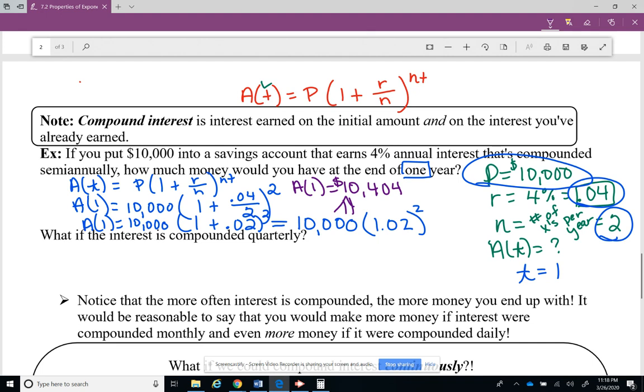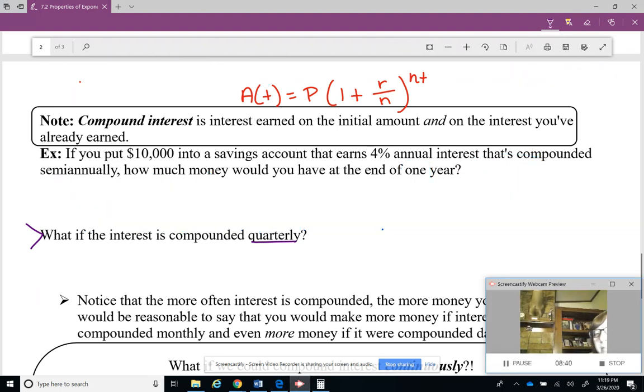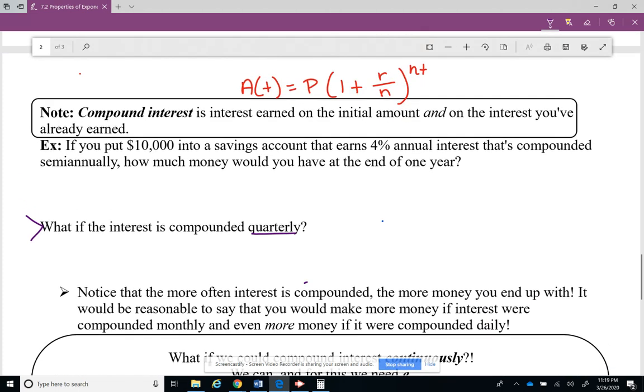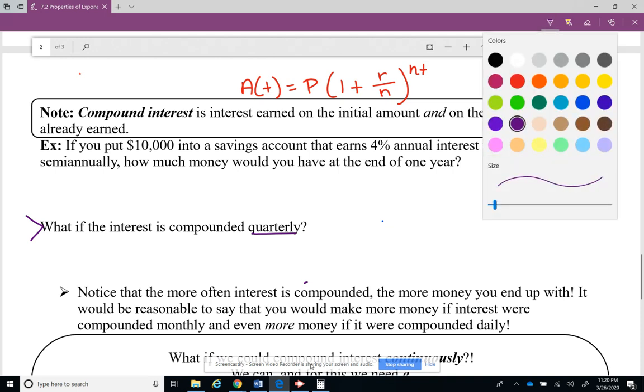$10,404. All right, the next question says, what if you had that same money in the bank, but it was compounded quarterly? Think about that for a minute. All right, I took a minute to erase it so we could have a clean slate. All right, so let's write our formula again.